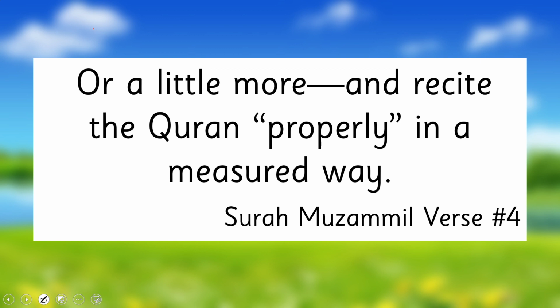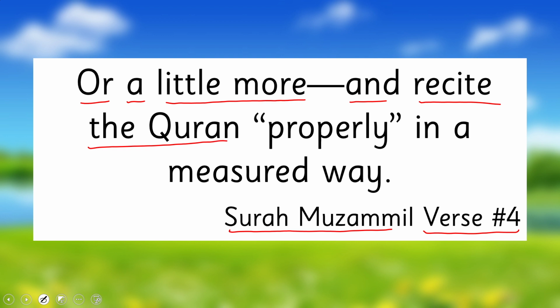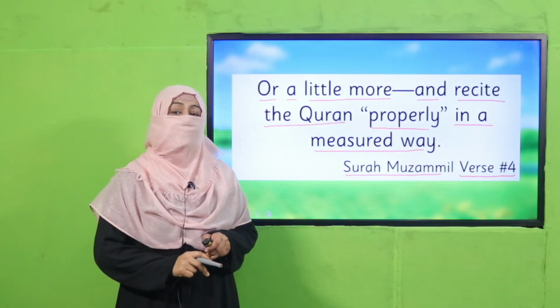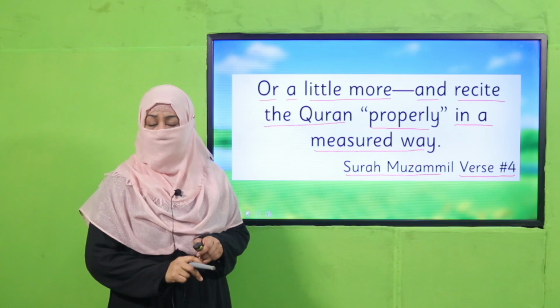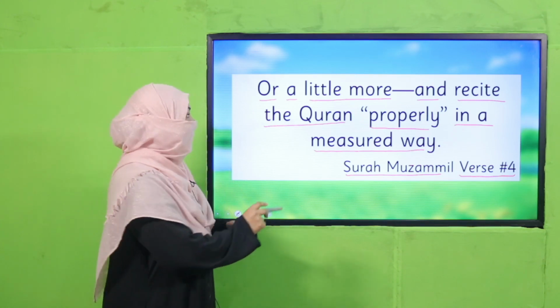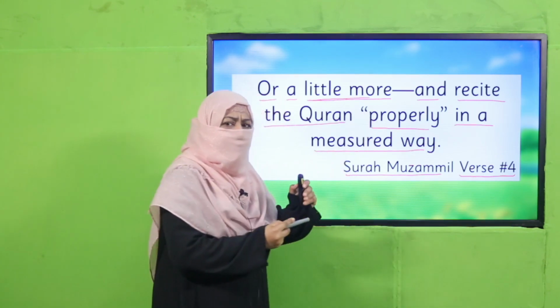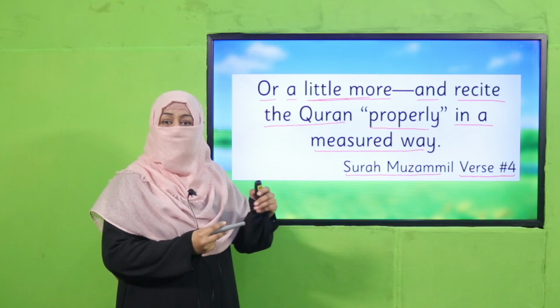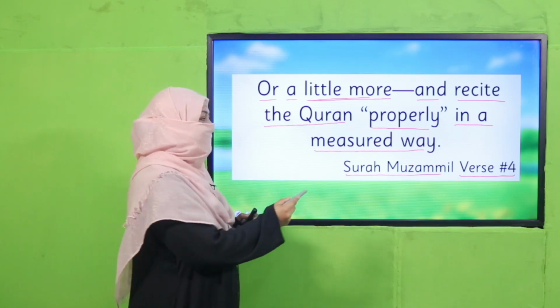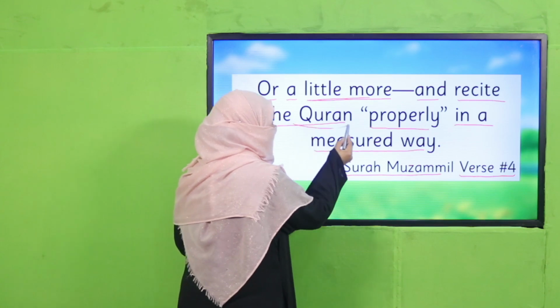Let's start with the name of Allah subhanahu wa ta'ala. Allah mentions in Quran, Surah Muzammil, verse 4, "or a little more and recite the Quran properly in a measured way." Yes, my dear children. Allah subhanahu wa ta'ala is teaching us a beautiful principle of learning. And what is that? First you learn and then keep on adding little more, little more, little more. This is how we keep on increasing in our knowledge. And this is the same way we should practice reciting Quran.